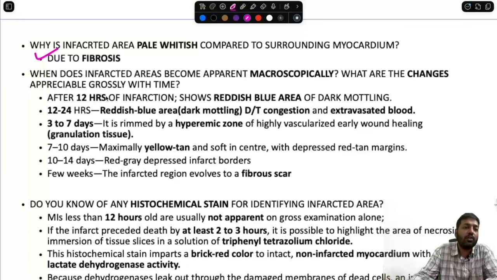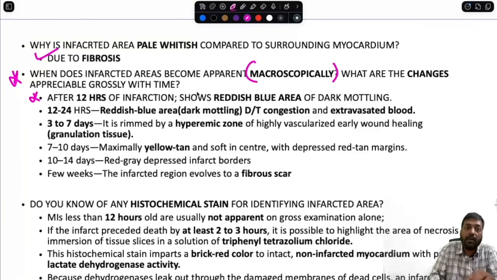What is very important is that in your gross differentials, when you get a myocardial infarction case, they will ask you what are the changes that appear grossly or macroscopically over a period of time. The first important question that you have to know is, when do infarcted areas become apparent macroscopically, and what are the changes appreciable grossly with time? After 12 hours of infarction, you will see a reddish bluish area of dark mottling. So the macroscopic changes appear only after 12 hours of infarction, not before 12 hours.